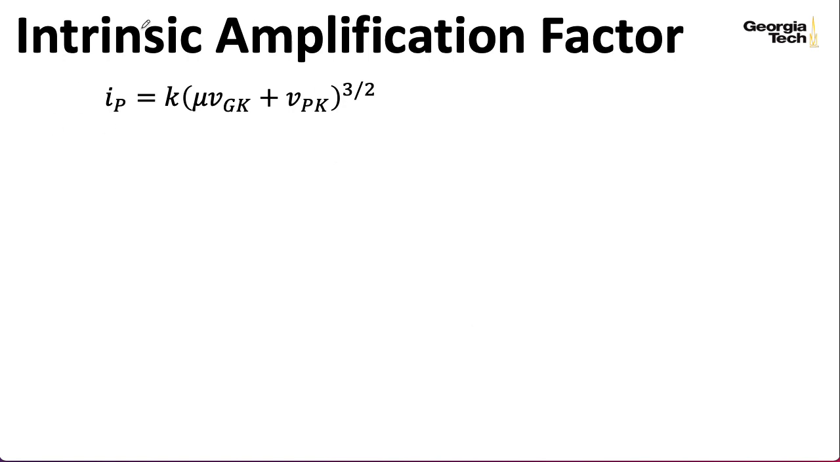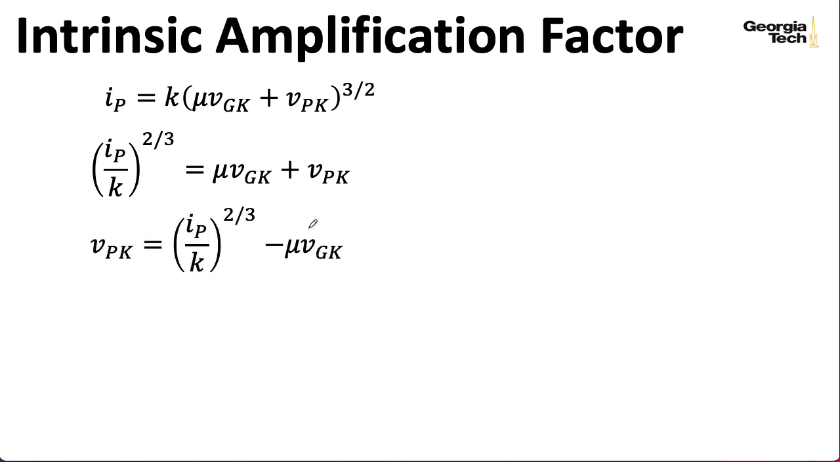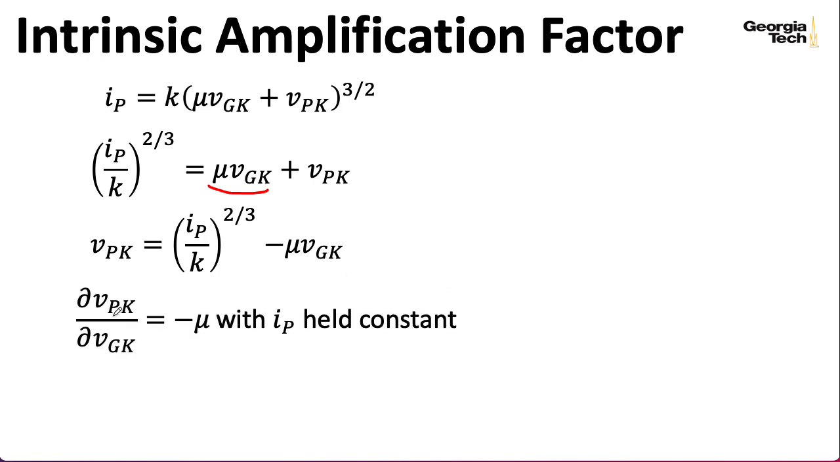So let me take that triode formula, divide both sides by k, and take both sides to the power of 2/3. Now, let me take that expression and rearrange it a little bit. I'll take this mu gk term, move it over to the other side, and then swap the sides of the equations. So now I have an expression for VPK in terms of the plate current and VGK. If I take the derivative of VPK relative to VGK, well, that just gives me a minus mu. Okay, well, that's interesting. So what is mu?